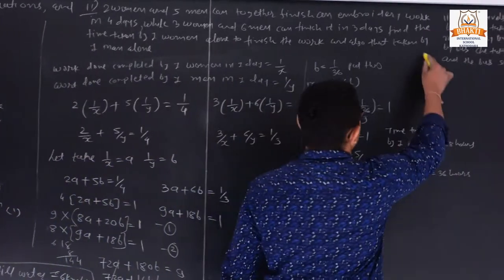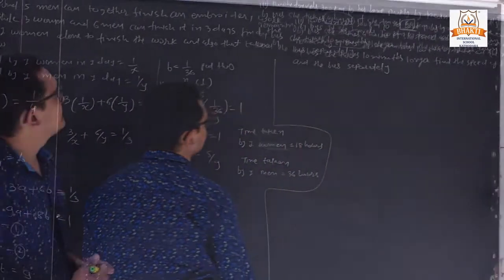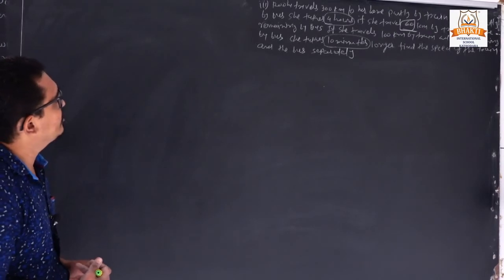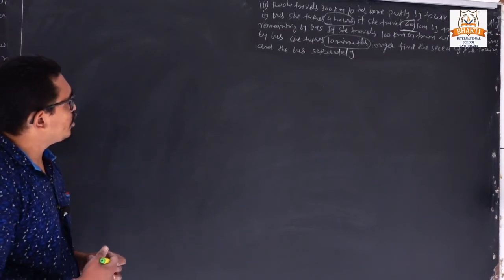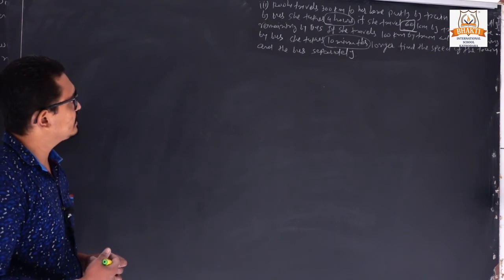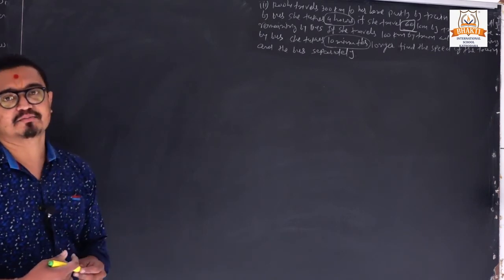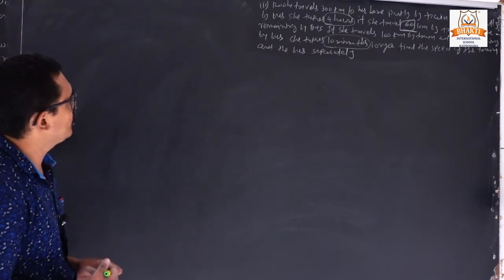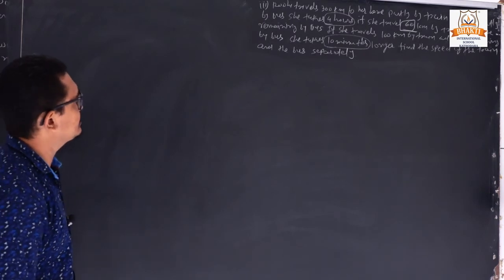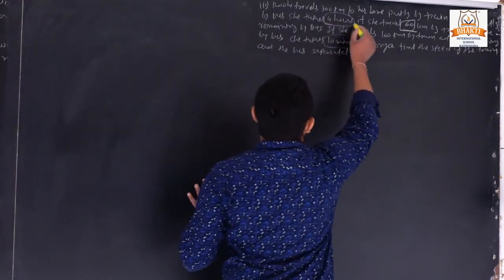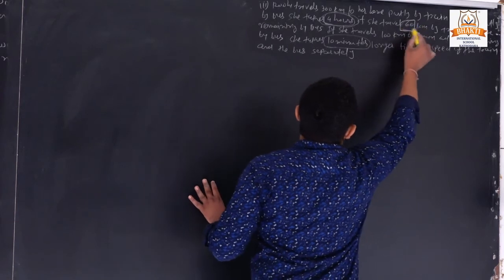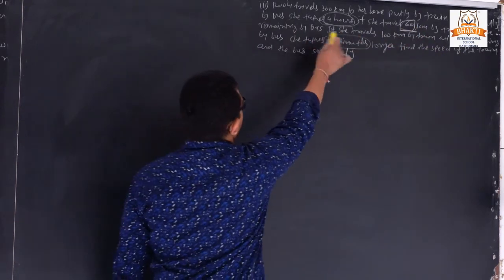Now the last question. Ruhi traveled 300 km to her home, partially by train and partially by bus, and she takes 4 hours if she travels 60 km by train and the remaining by bus.